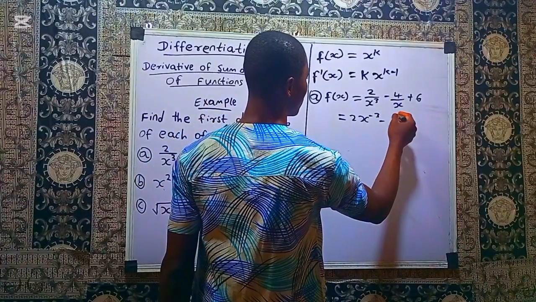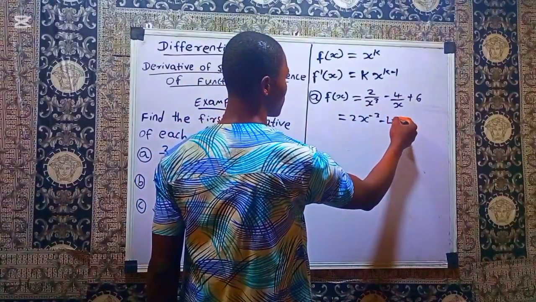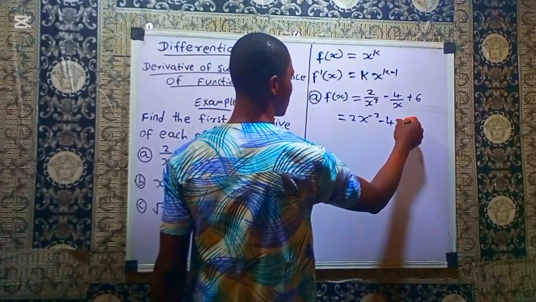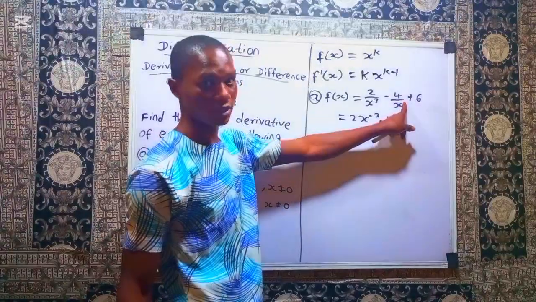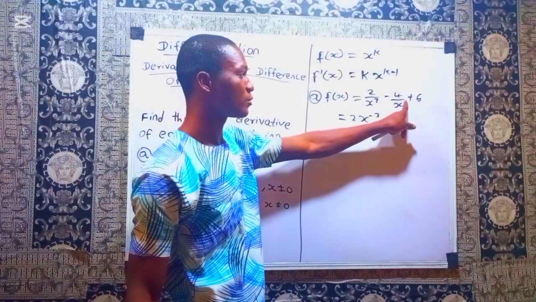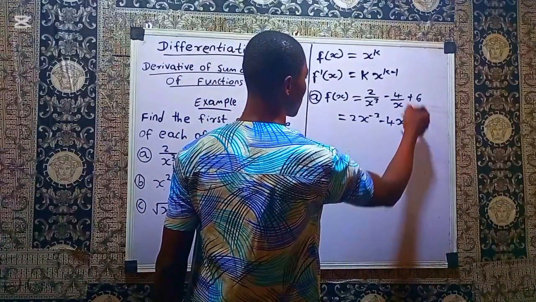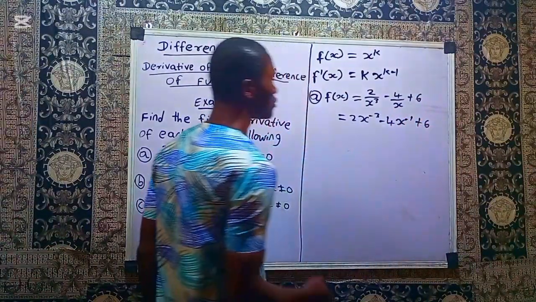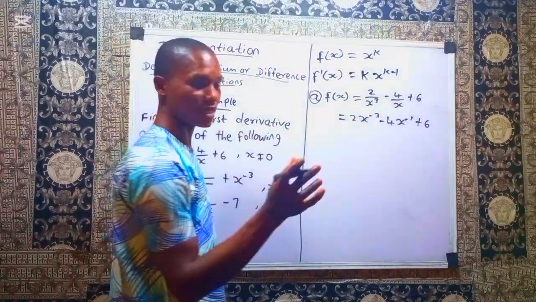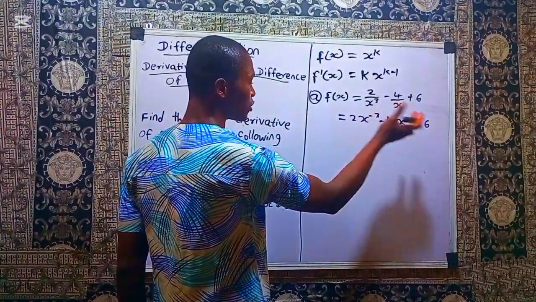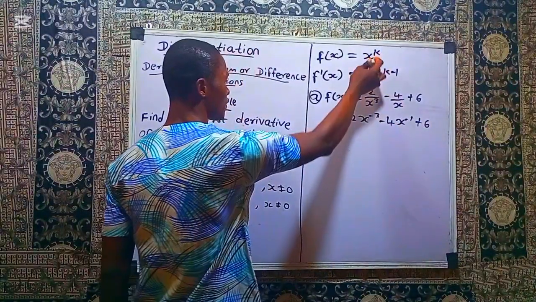Then I have minus, so I'll do the same thing here. The numerator is 4. Then I write x. For me to remove this fraction, I will introduce a negative sign on the index of x. Remember, the index of x at the denominator is 1. If I introduce a negative sign on the index of x, I have minus 1. Then I have plus 6. So I've written it. I know the powers of x in each of them, minus 3, minus 1. So I can use this power formula.